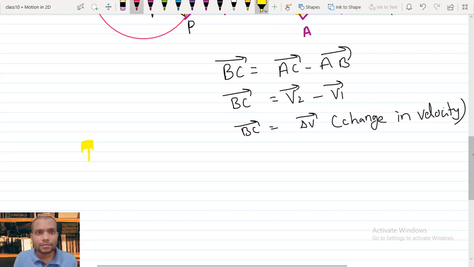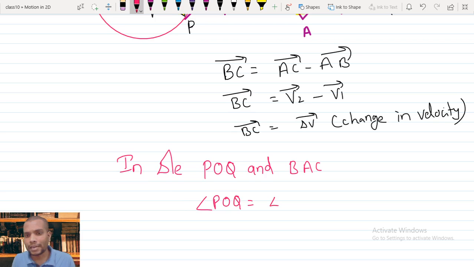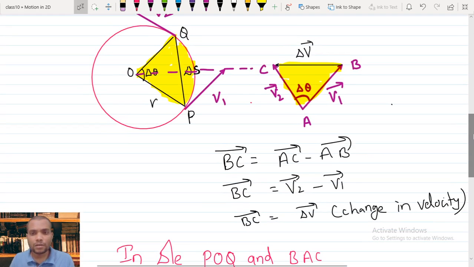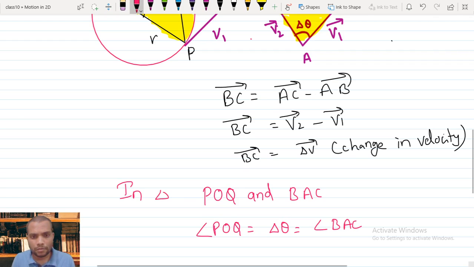Therefore, in triangles POQ and BAC, they are both similar triangles. If you see, angle POQ equals delta theta, which equals angle BAC. So delta theta is common in both triangles. So I represent the triangle like that. To avoid confusion, you can write the triangle symbol as a shortcut like that.